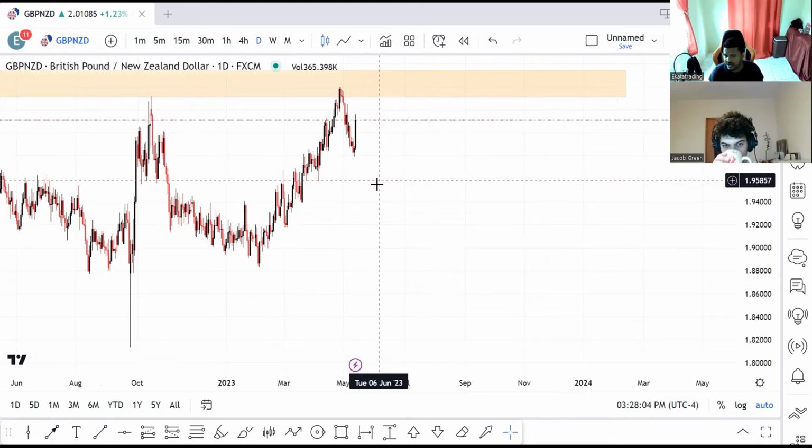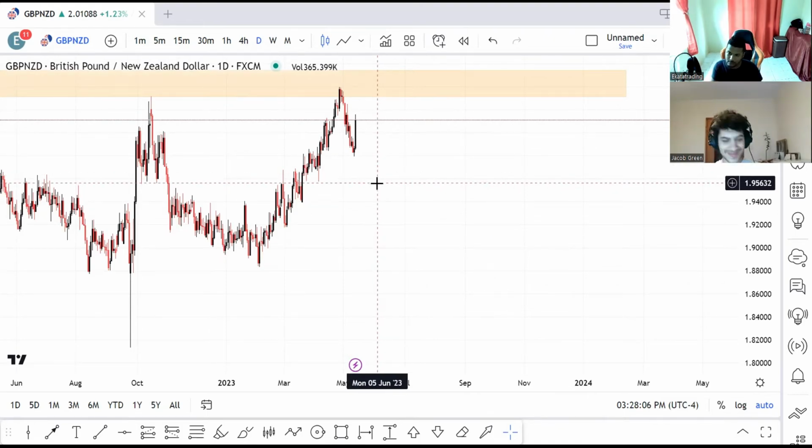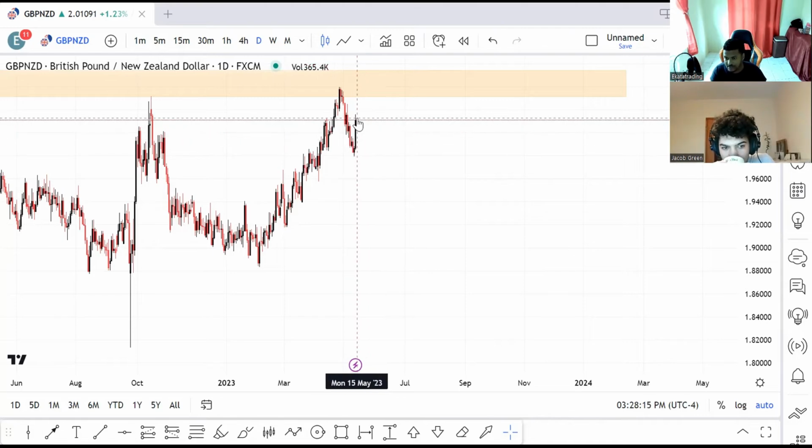And obviously we don't have an alignment. Remember we said we want the momentum to be the same on all the time frames, right? But on this time frame, when you come from the daily go down, most recently the price is going up. So as of right now, I can't do anything, but I am bearish on this pair.